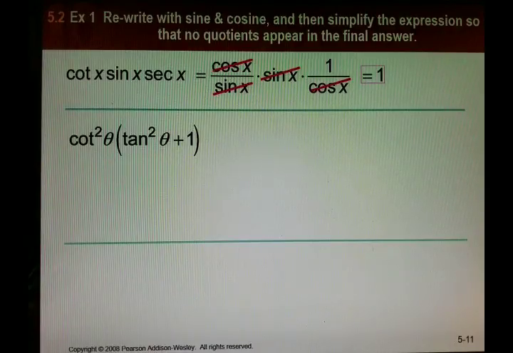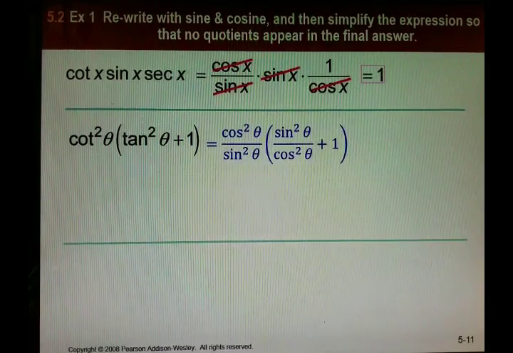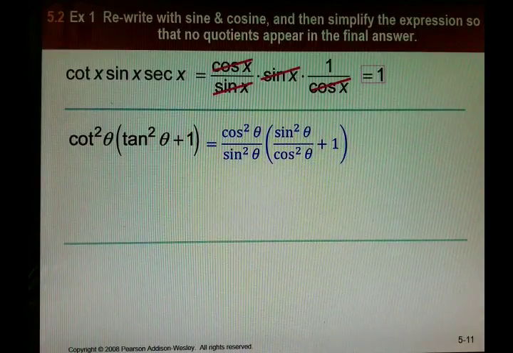So cotangent squared plus tangent squared times the quantity of tangent squared plus 1. Again, the direction said rewrite it with sines and cosines first. So cotangent is cosine over sine, and then those will each be squared since this was cotangent squared. You have tangent squared. Tangent is the same thing as sine over cosine, so that tangent is squared, so each of these will be squared as well.